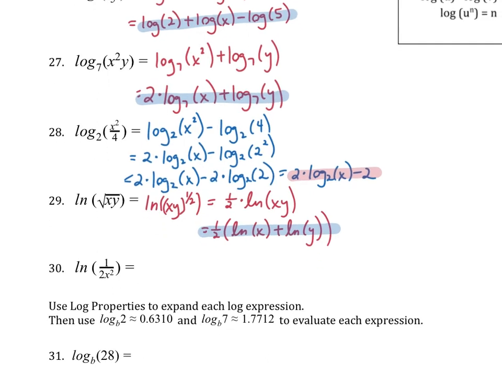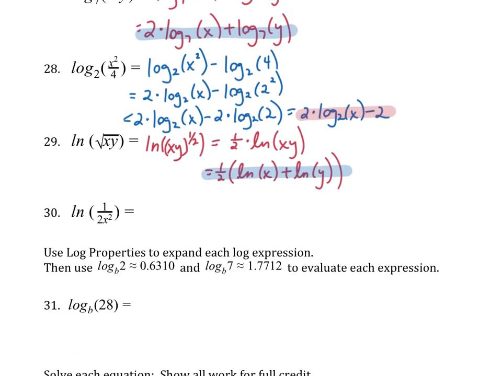Okay, this last one, number 30. I'm going to be looking at subtraction because I have division, and then I'll look at the addition part after. So I have the natural log of 1 minus the natural log of 2x squared. Well, the natural log of 1, which we've learned, log any base 1, that's always going to equal 0. So I'm left with 0 minus the natural log of, I'm going to do this in parentheses because I'm going to split it apart.